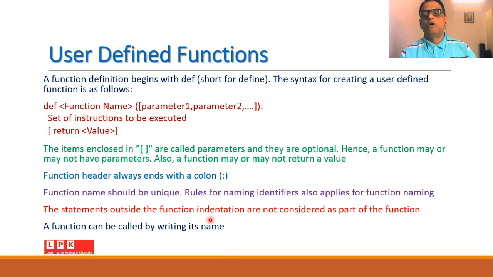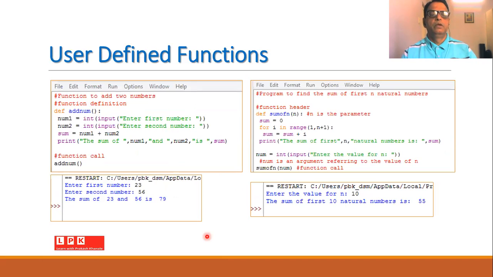Whenever you want to call a function, the calling method is very simple. You simply write down the function name, and at that point in the program, the function will be called by the interpreter. So these are some simple programs about functions.